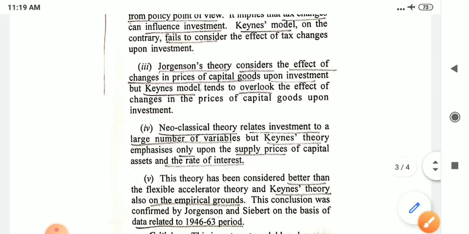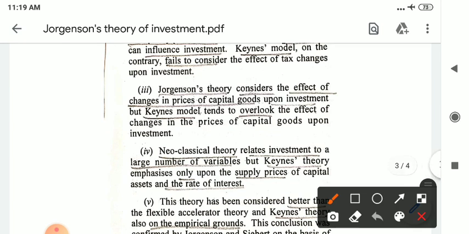So the next difference between the two is that Jorgensen's theory considers the effect of changes in the prices of capital goods on investment. So whenever the prices of capital goods change, they are going to have an effect on the investment. We have seen that price is an important variable in Jorgensen's model, but in the Keynesian model we remember that Keynes did not talk about the prices, the change in prices or the price variable, and so we can say that Keynes has overlooked the changes in prices or their effect on the investment.